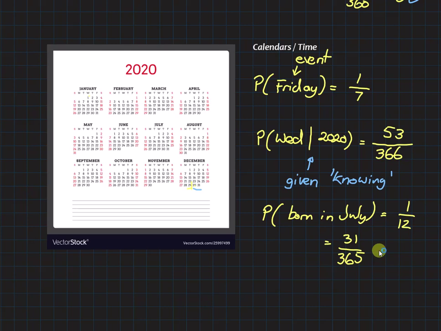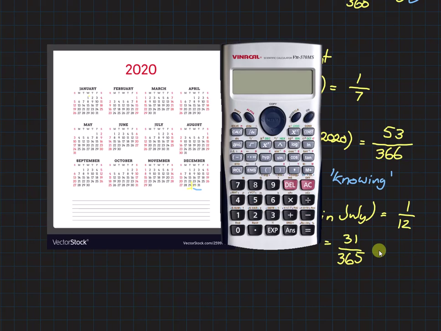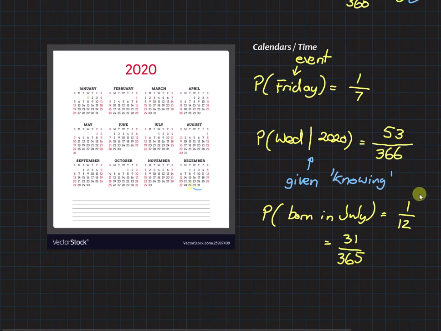If I grab the calculator, hopefully it comes up. If I show you what 1/12 is, you see that is 0.833333. Show you 31 out of 365 because there are 31 days in there. You actually have 0.849. It's slightly higher. So the probability of being born in July is higher than the 1/12, ever so slightly. So this was 0.833.